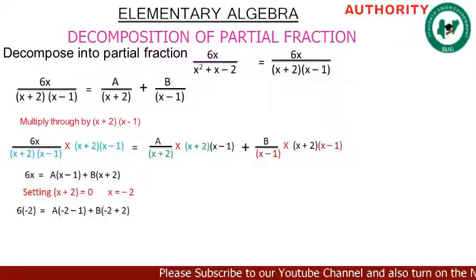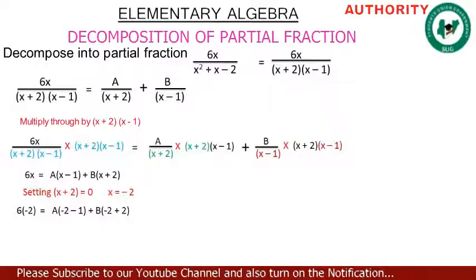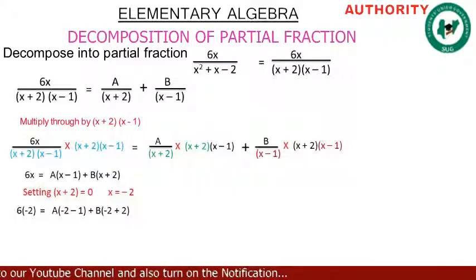So that means we're going to have 6(-2) = A(-2 - 1) + B(-2 + 1)... wait, with x = -2: 6(-2) = A(-2 - 1) + B(-2 + 2). Now let's go to the B side: -2 + 2 is going to give us 0. 0 times B is 0. That means we'll be left with A(-2 - 1).